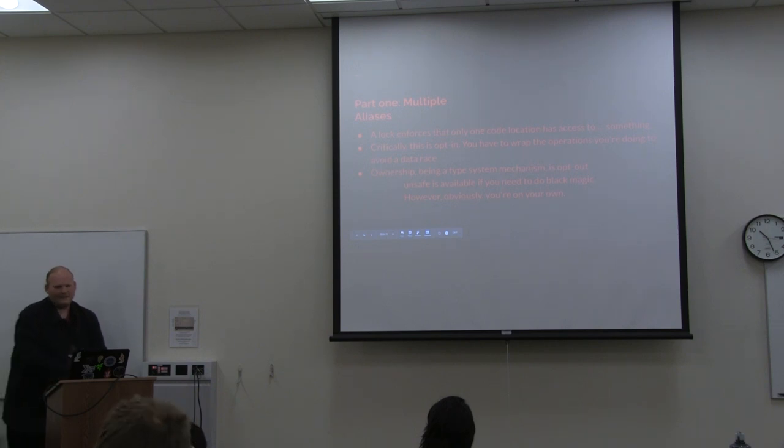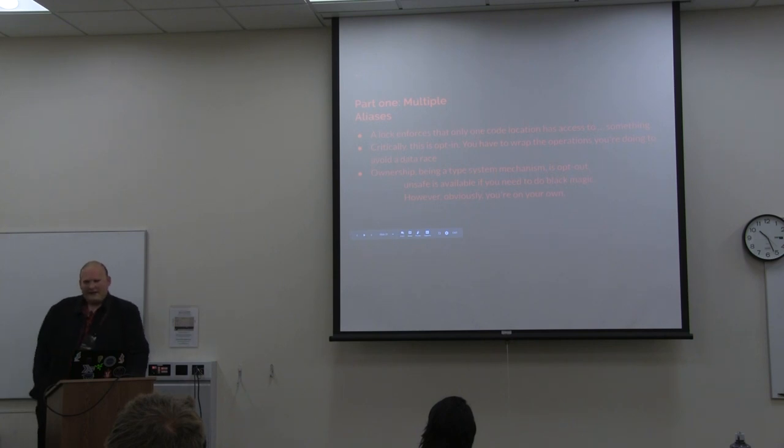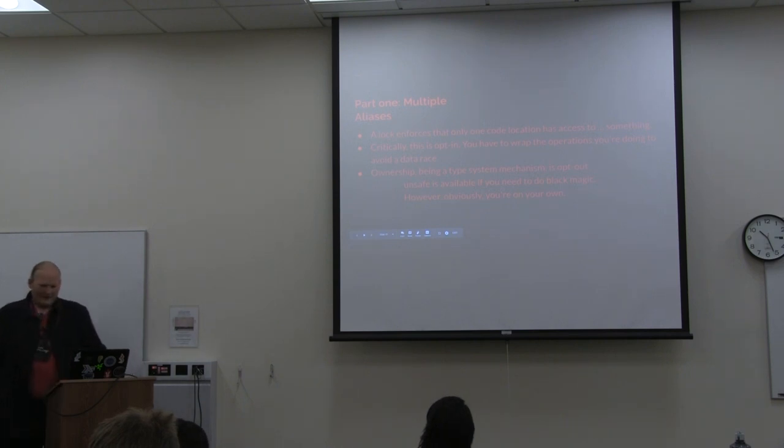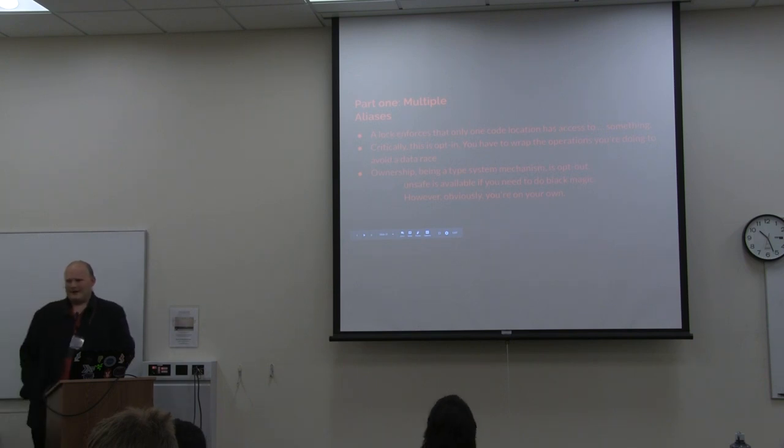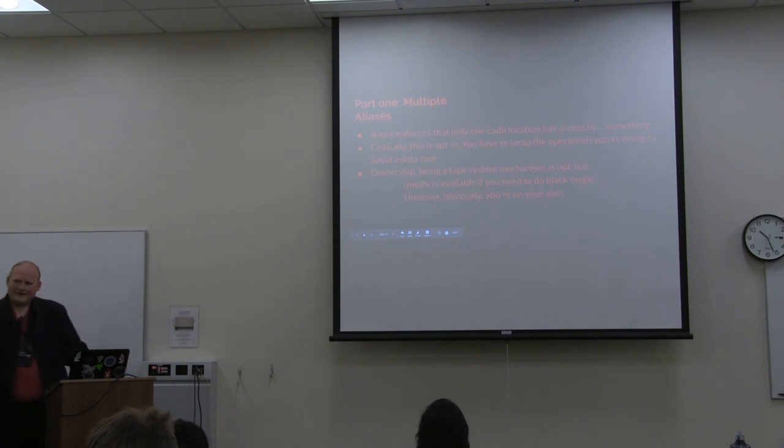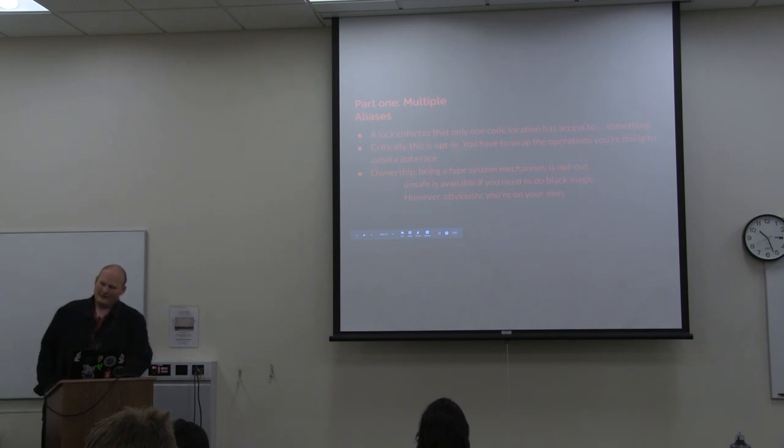So what is a lock? A lock enforces that only one code location has access to a resource. In normal languages, this is opt-in, as I said. This means that you have to be the one to say, I need this here. Ownership is in the type system, and it's on the things that have race conditions on them, generally. So you have to opt out of it if this is not what you need. And people do this, and people have reasons to do this. Unsafe exists. unsafePerformIO exists in Haskell. And thank goodness for that. This is a good thing. Unsafe also exists in the standard library in Rust.